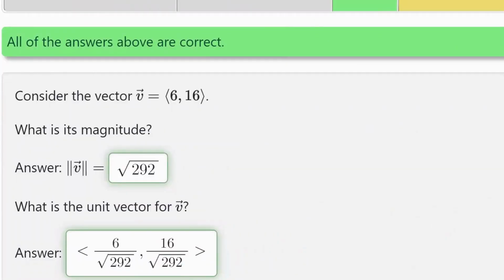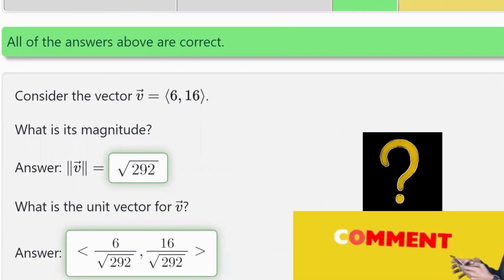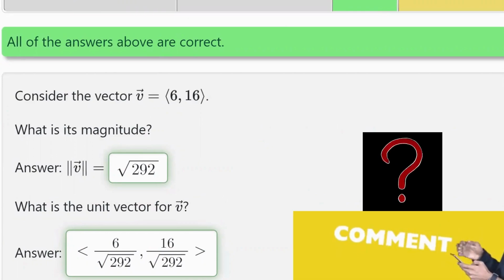This is how you have to do this type of math. First I have shown you how to find a norm, or your professor can ask for magnitude or length, the same thing. In this video, I'm showing you how to find the magnitude and also how to find the unit vector.